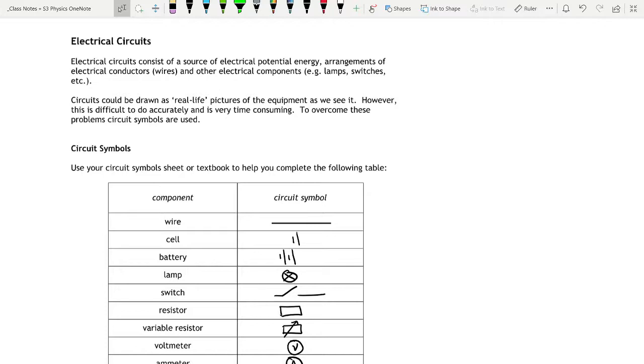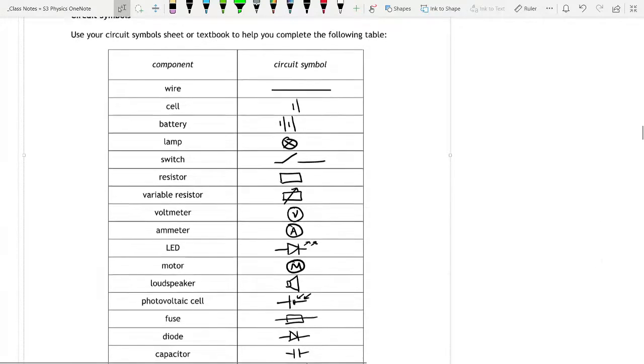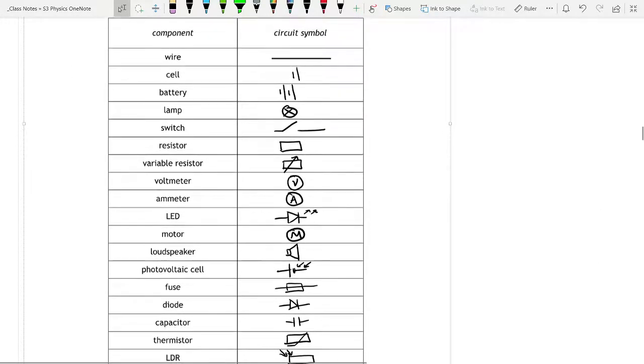So, first of all, to start with, electrical circuits. Why do we need these symbols? Because it's a lot easier, and if you've got no artistic talent like me, it's easy to draw rather than having to draw a light bulb or a resistor in real life. So they're a lot quicker to draw as well. These ones are most of the ones that you'll come across. You might come across a few more as you go through your electricity booklets.